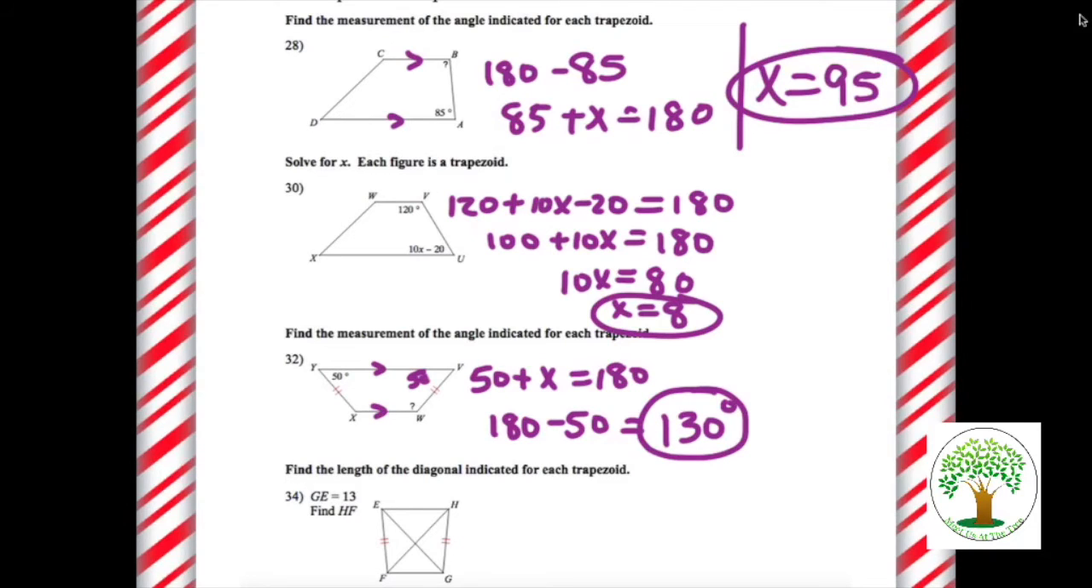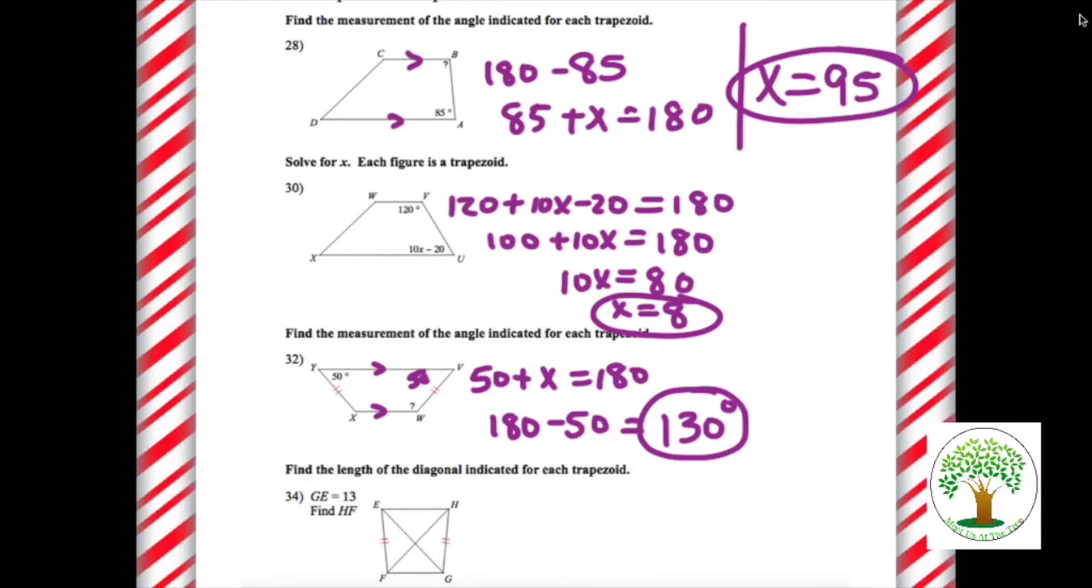All right, this tells us to find the length of the diagonal indicated for each trapezoid. It almost looks like a square from my direction. It's not an exact square, it's really close. What do we know about the diagonals of a trapezoid?